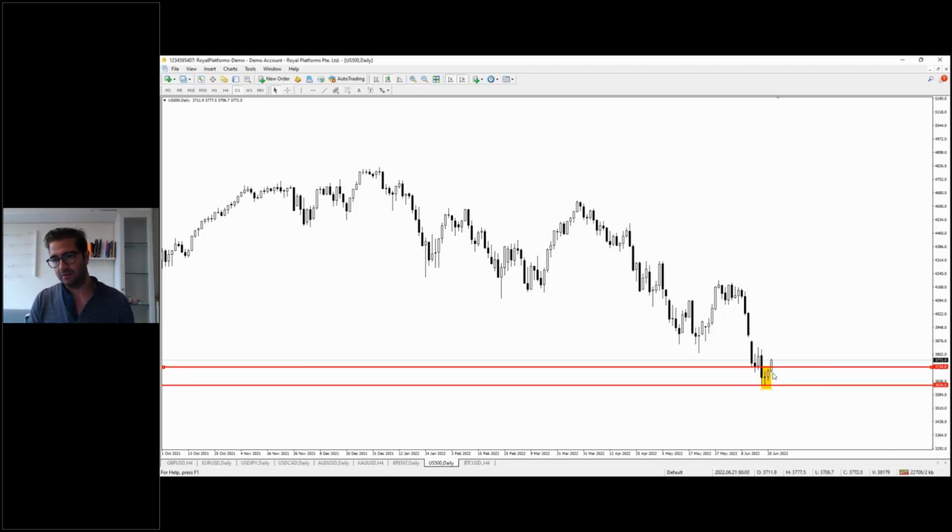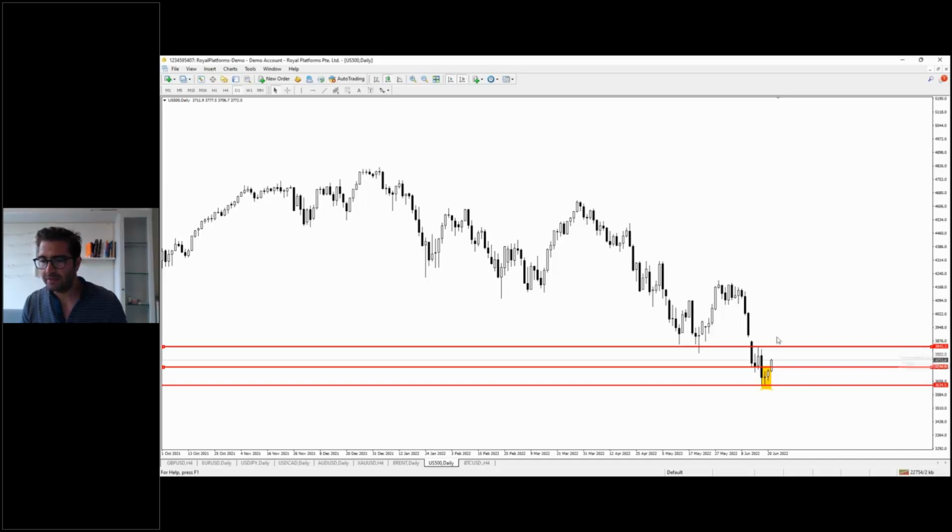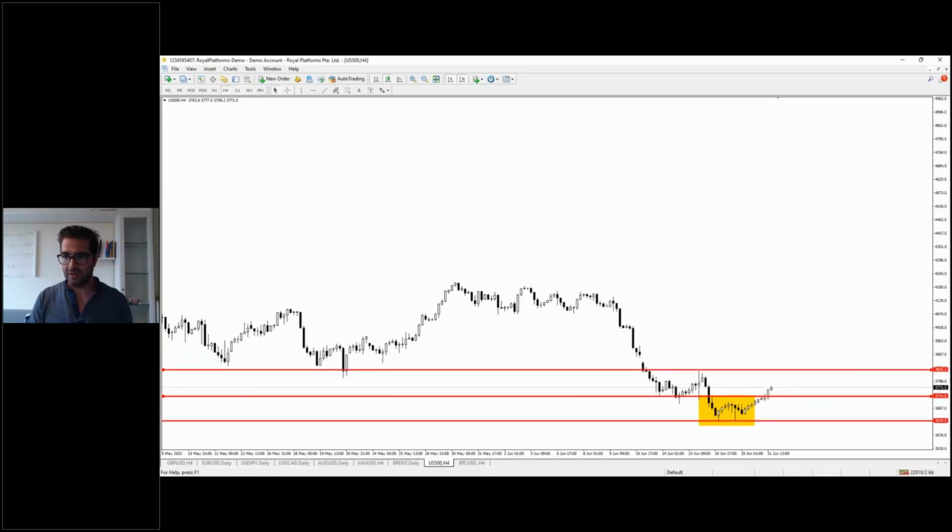If today's bar, the current daily bar, closes above this 3,734, then we might see a move to the upside for the US 500 to at least this area here, 3,845. So the market is showing some good momentum, and if today the current daily bar closes above it with strong momentum or a big body, then most probably the next day or tomorrow the market will continue its move to the 3,841.